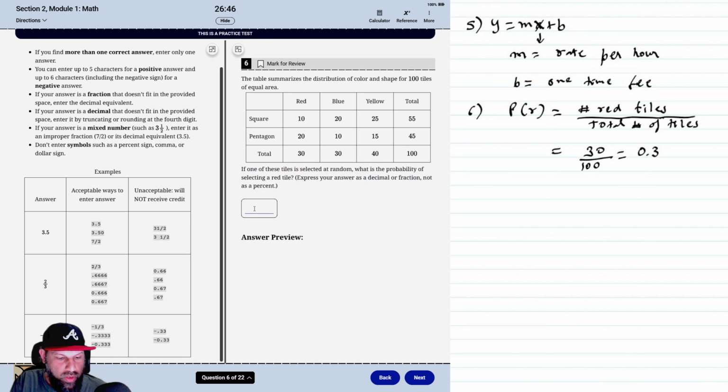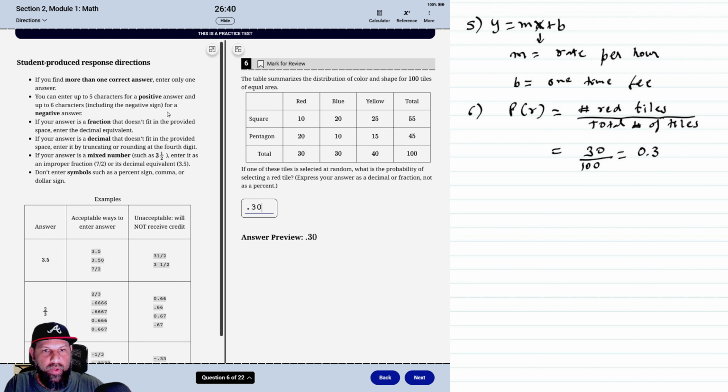Okay, so here this is a free response or a student-produced response question, so we'll have to enter this. You could put in 0.3 or 0.30. I put in 0.30.